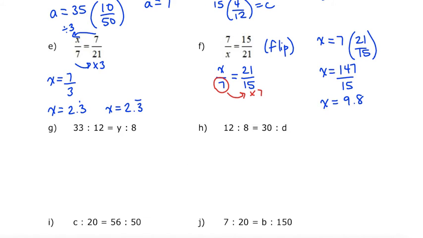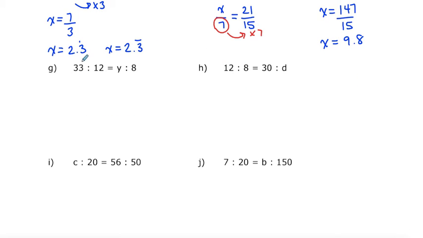Again, if it's given to you as a ratio expressed with colons, just rewrite those as fractions. It's the easiest thing to do. So 33 over 12 is equal to y over 8. Again, you can use whatever strategy works best for you. If you want to do the cross multiplication method, some math teachers don't really like this method, but it works. So if that's a strategy that's successful for you, then do that.